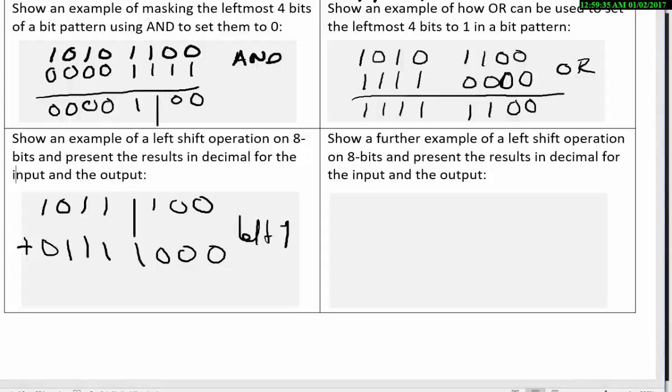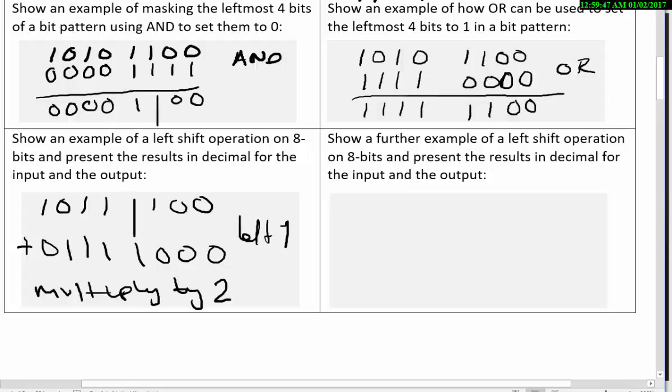Present the results in decimal for the input and the output. Well, this is where you're going to show the multiply by 2 when you shift it by 1. So this is going to show how it actually multiplies the value by 2. So show this as a decimal value. And then just another example here.